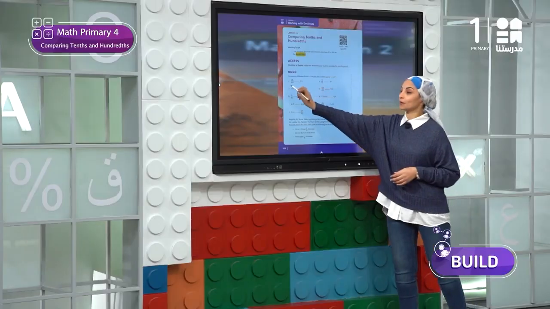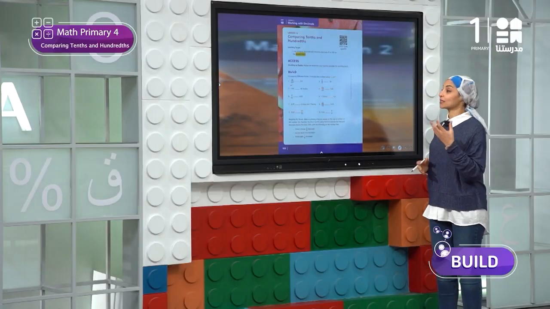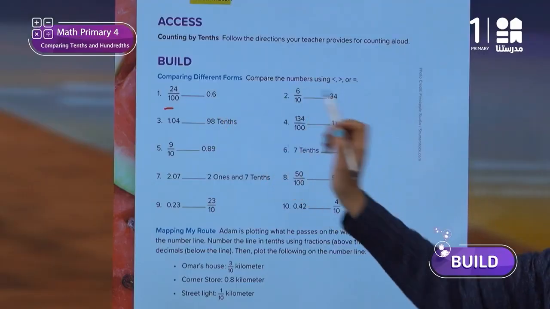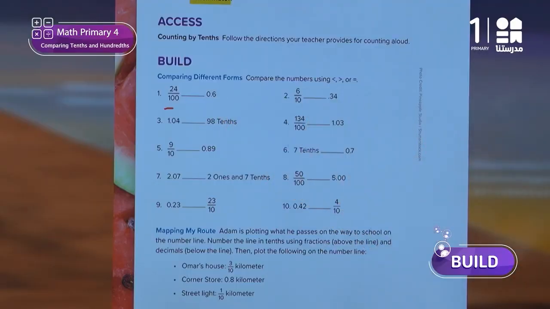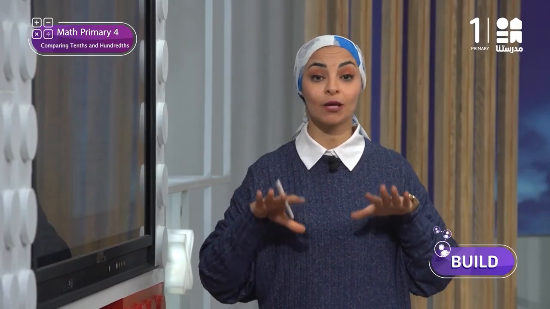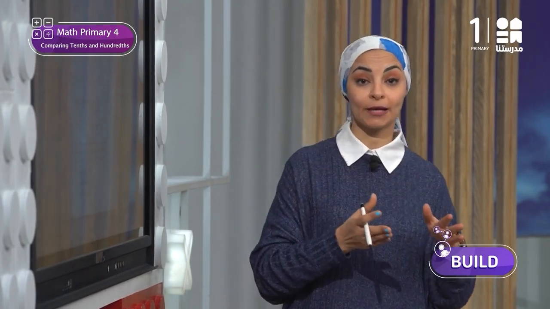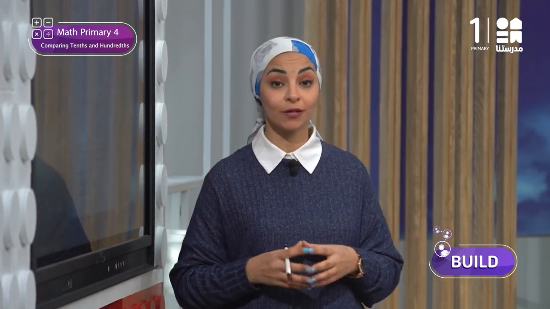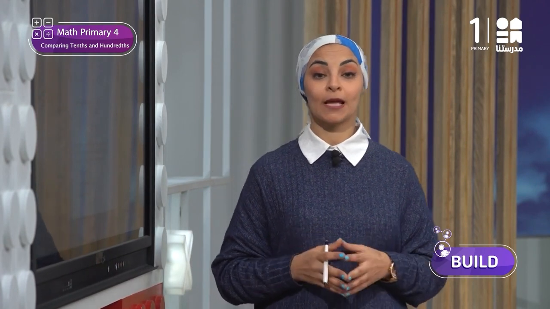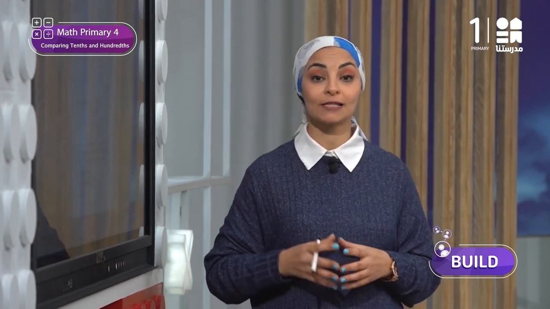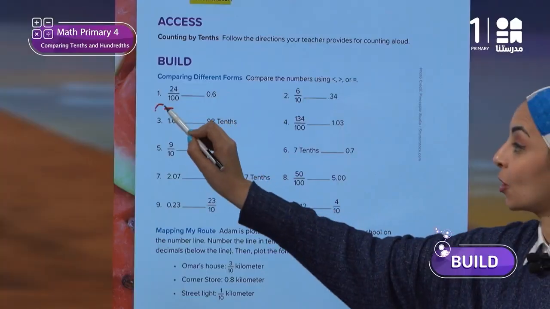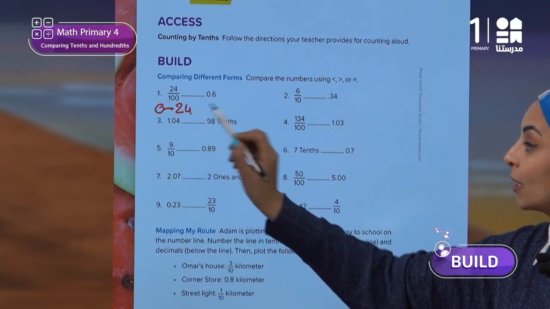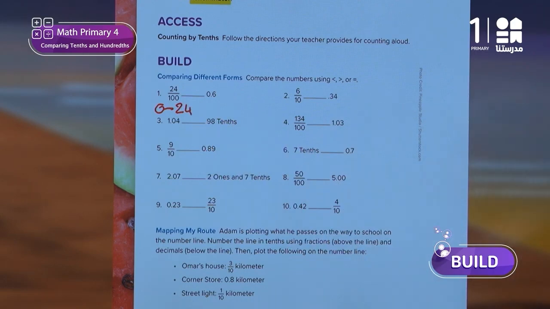Here in problem number 1, we are comparing 24 over 100 and 6 tenths. طيب عشان أقدر أعمل comparing in a very easy way، أهم حاجة أكتب النمبرز in the same form. يا إما هكتبهم in fraction form أو هكتبهم in decimal form as you wish. طيب دلوقتي أنا هختار to write both in decimal form. يبقى هكتب 24 over 100 as decimal form هتبقى 0.24 أو 24 hundredths. Okay?